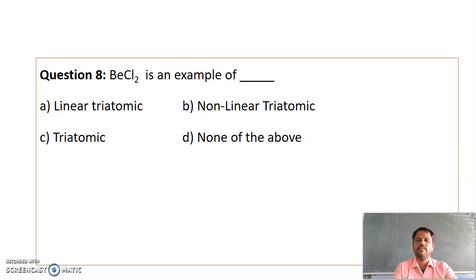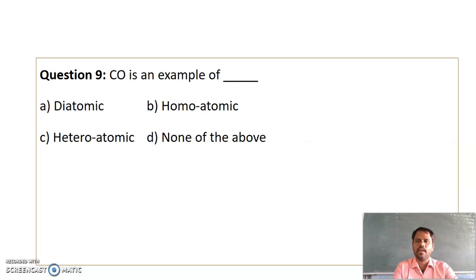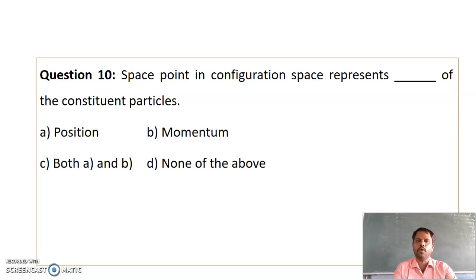Question 8. BeCl2 is an example for non-linear triatomic molecule. Question number 9. Carbon monoxide is an example of heteroatomic. Question number 10. Space point in a configuration space represents dash of the constituent particles. It represents the position of the constituent particles.